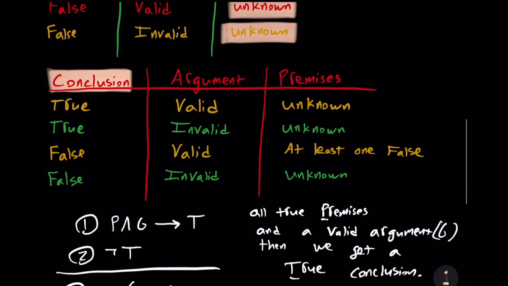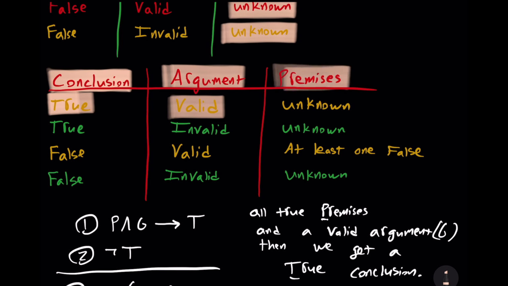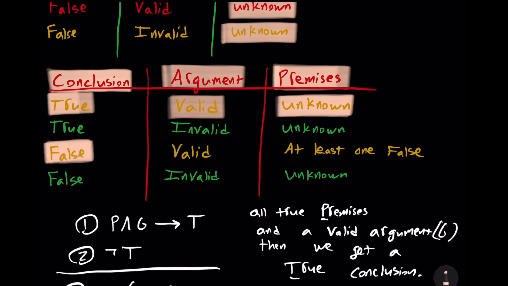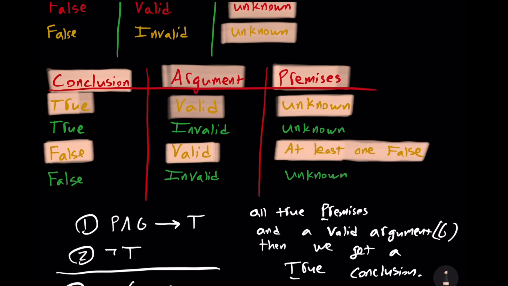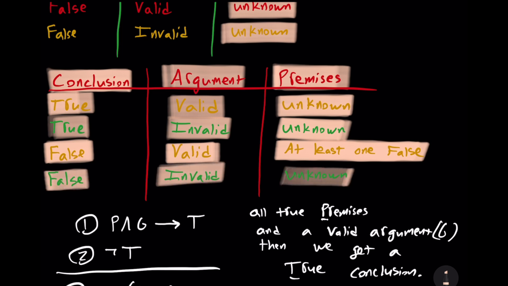But here, let's think about this way. Let's say we know we have a true conclusion. We know the argument is valid. What does it follow about the premises? Will the premises be true? Will they be false? Well, in fact, their truth value is unknown. But we do know that if we have a false conclusion and the argument is valid, then at least one premise must be false. We know that for a fact. If we have a true conclusion, an invalid argument, the premises are unknown in their truth value. If we have a false conclusion, an invalid argument, again, the premises are unknown in their truth value.